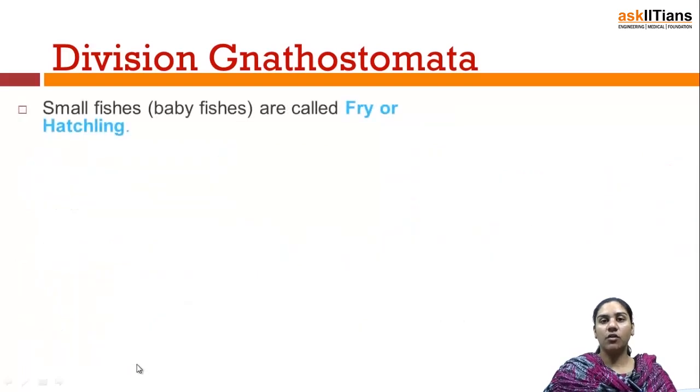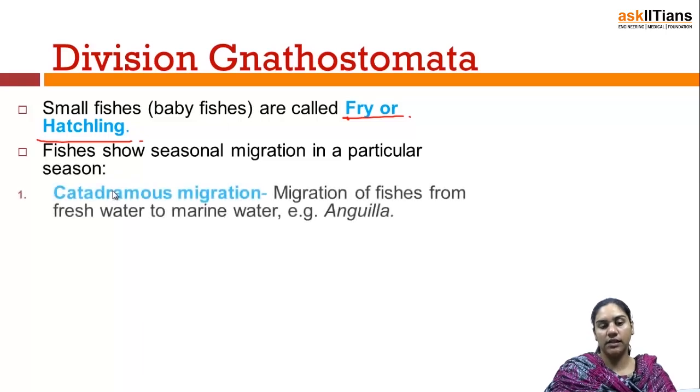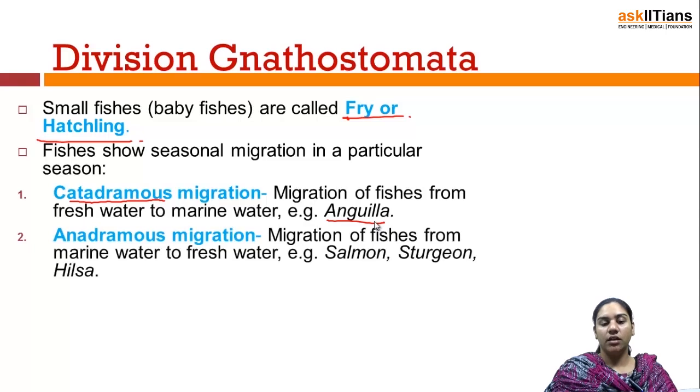The small fishes are called fry or hatchling. The fishes show seasonal migration also in a particular season. If it is catadromous migration, the fishes migrate from the fresh water to the marine water, as in Anguilla. And if it is anadromous type, the fishes migrate from the marine water to the fresh water, as in salmon, sturgeon and hilsa.